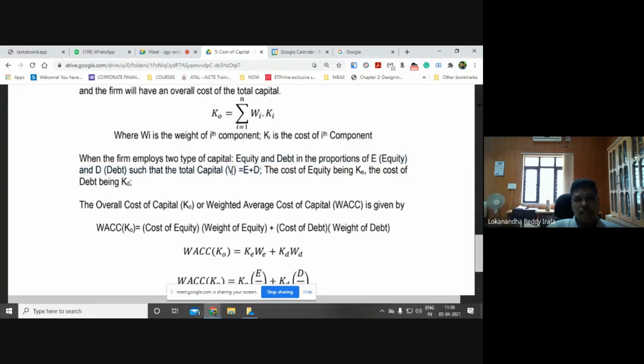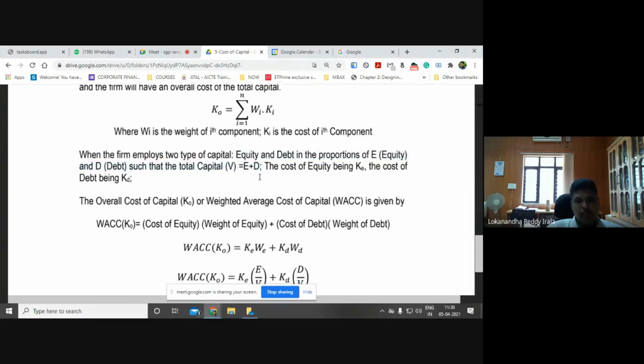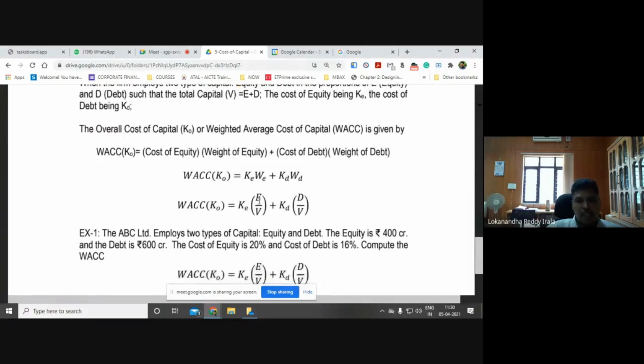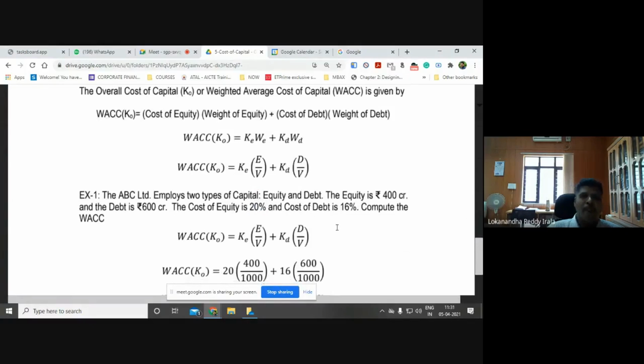So the total capital V is equal to E plus D. Now here the weighted average cost is cost of equity into E by V. E by V is the proportion of equity in the total capital, which is nothing but the weight of equity, plus KD into D by V. So this is a simple formula wherein when you have two components, it is cost of equity into E by V plus cost of debt into D by V.